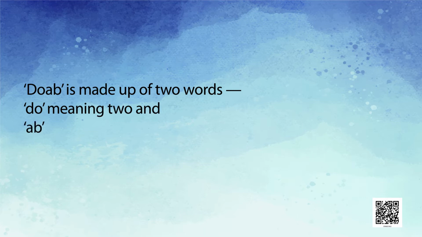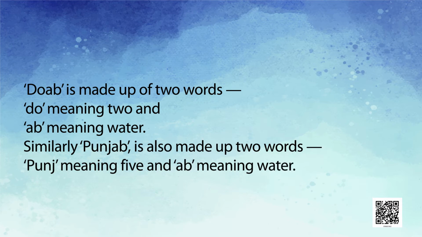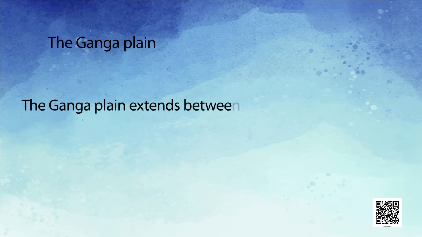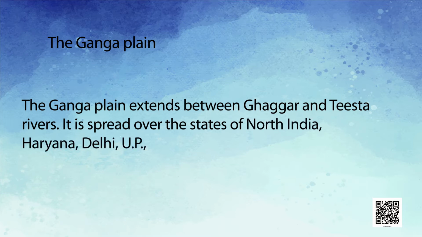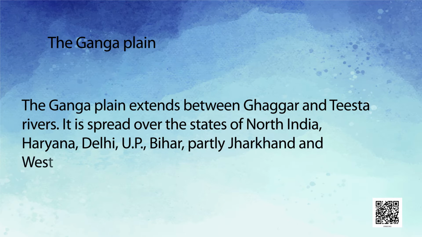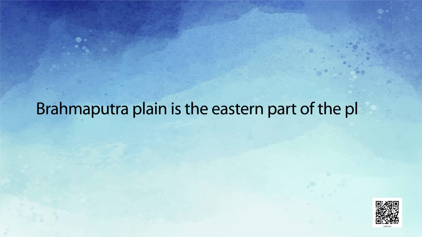Now, children, the word Doab is made up of two words, do meaning two and ab meaning water. Similarly, Punjab is also made up of two words, Panj meaning five and ab meaning water. The Ganga plain extends between Ghaggar and Teesta rivers. It is spread over the states of North India, Haryana, Delhi, Uttar Pradesh, Bihar, partly Jharkhand and West Bengal to its east. The Brahmaputra plain is the eastern part of the plains which lies in Assam.